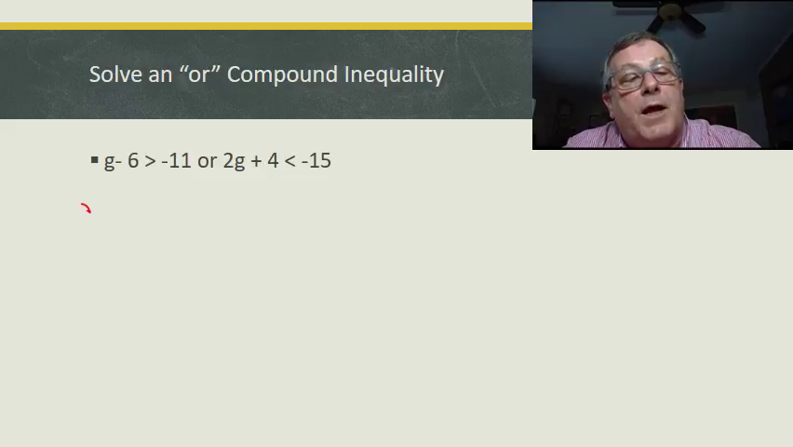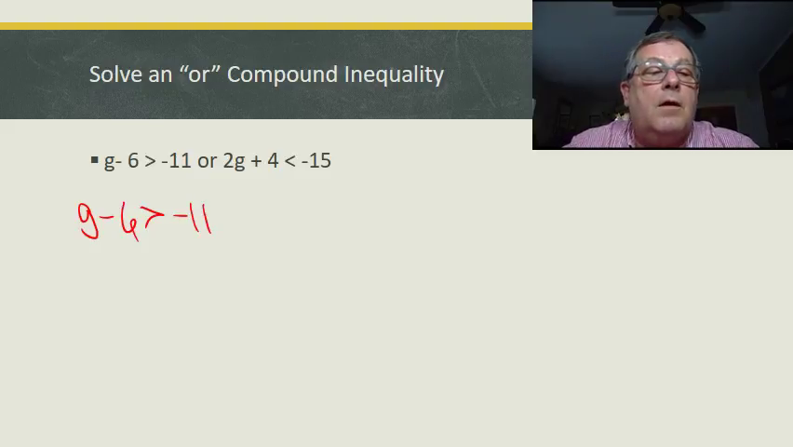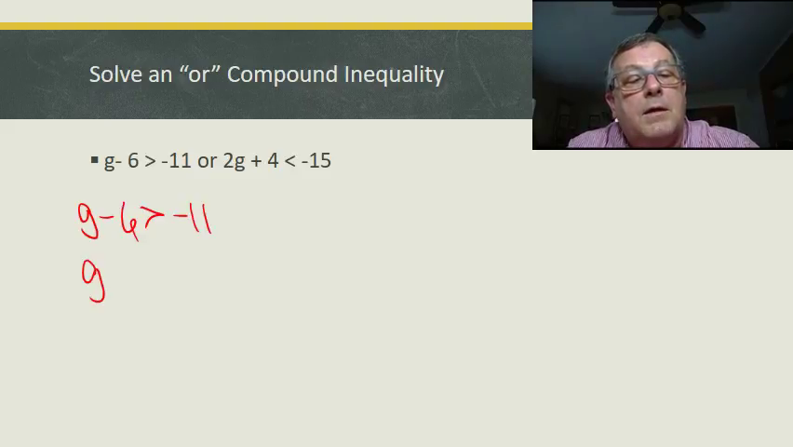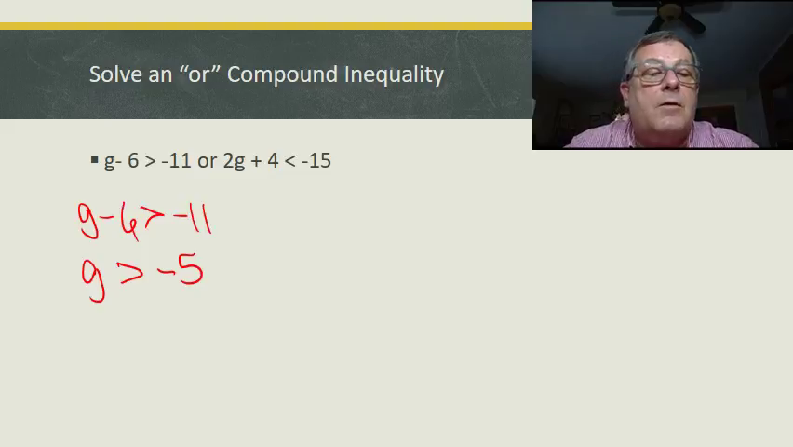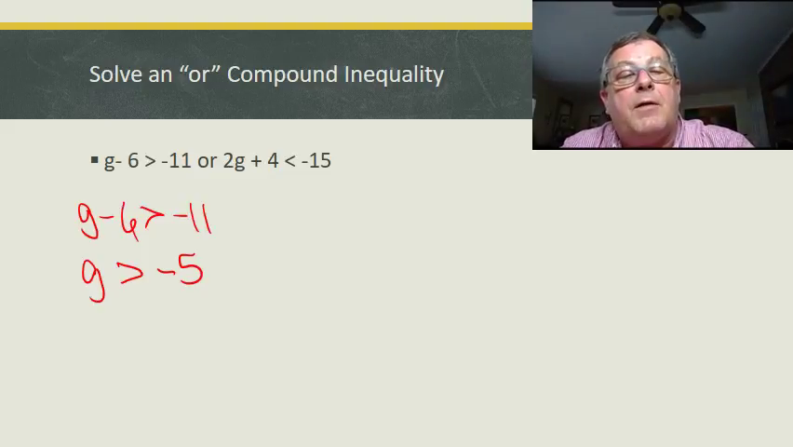So we start off here where we've got g minus 6 is greater than negative 11. Well, my g's already isolated, so all I've got to do is combine like terms. I'm going to add 6 to both sides of the inequality. And g, therefore, is going to be, let's see, negative 11 plus 6 is going to give me negative 5. So g is greater than negative 5 is part of our solution of this compound inequality.